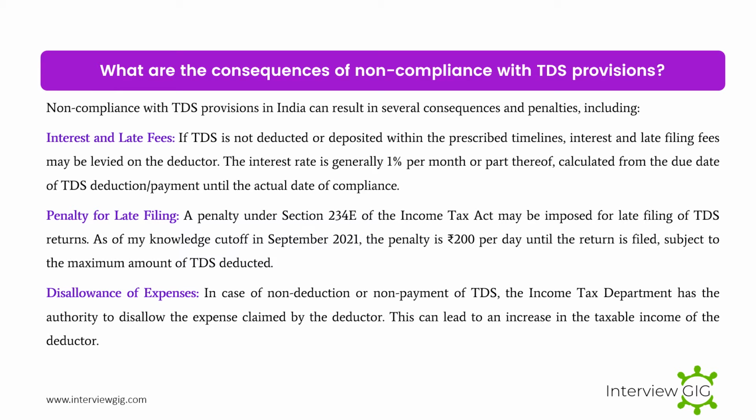Penalty for late filing. A penalty under Section 234E of the Income Tax Act may be imposed for late filing of TDS returns. As of my knowledge cutoff in September 2021, the penalty is 200 per day until the return is filed, subject to the maximum amount of TDS deducted. Disallowance of expenses. In case of non-deduction or non-payment of TDS, the Income Tax Department has the authority to disallow the expense claimed by the deductor. This can lead to an increase in the taxable income of the deductor.